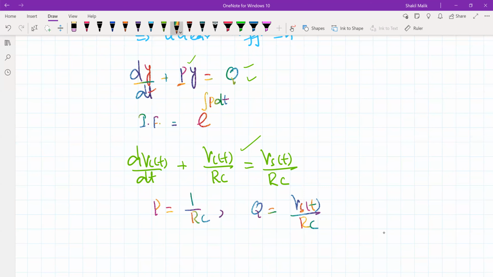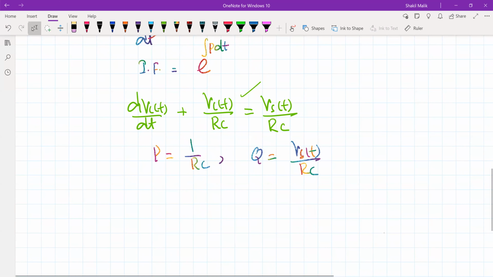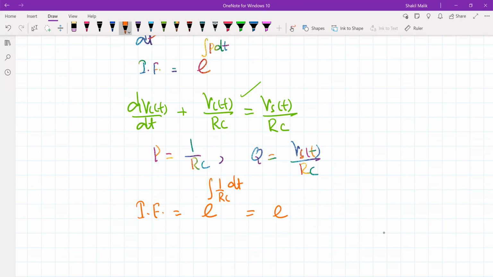So to solve this differential equation, we are going to multiply it by the integrating factor. Now what's the integrating factor here? The integrating factor will be simply e to the power of integral 1 by RC dt. And what's this equal to? It will be simply e to the power of t divided by RC. So this is the integrating factor for this linear differential equation that governs the behavior of our capacitor voltage.